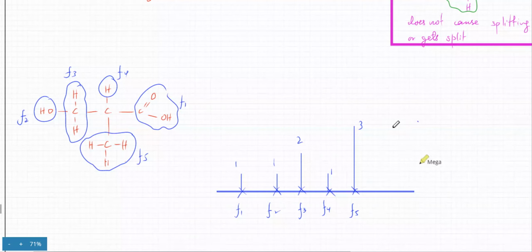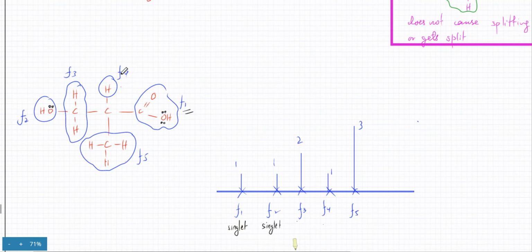The other thing was the splitting pattern. As a first thing, I told you that OH, because of the O lone pairs, this H is completely shielded. So there would be no interference, and this H as well. So F1 and F2 are going to be singlets. So this one is a singlet peak, and this one over here is also a singlet. It's going to be a single, unique peak. F1 and F2 basically. So this one is a singlet.